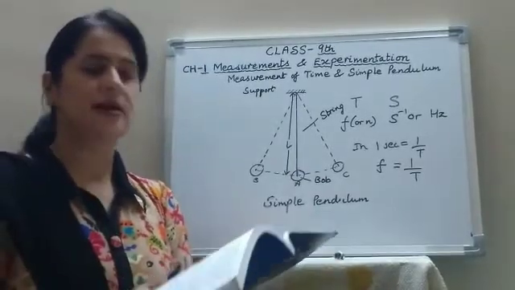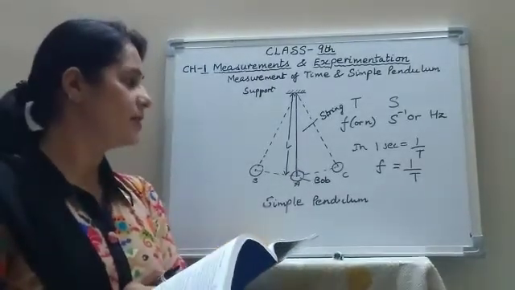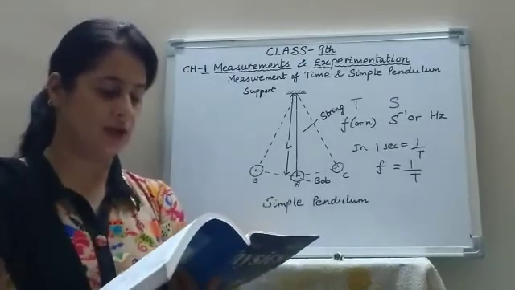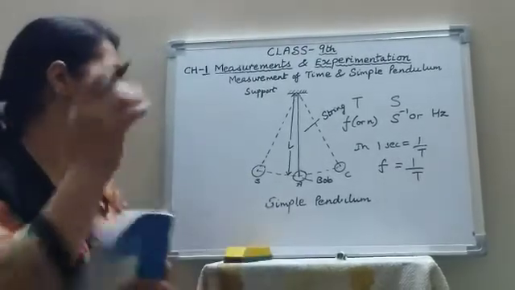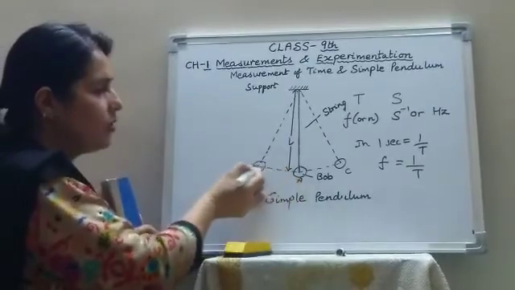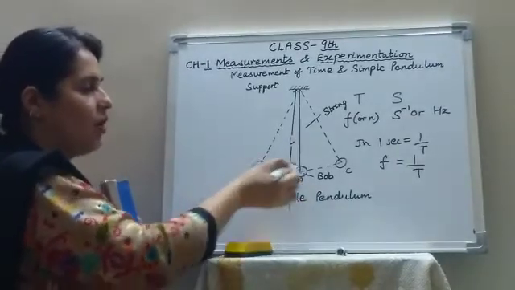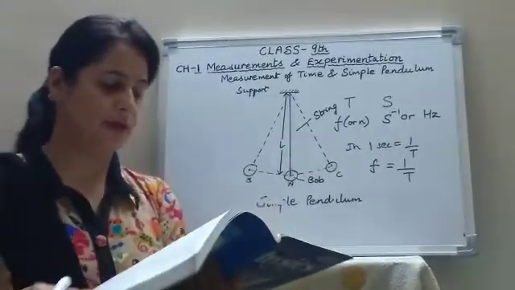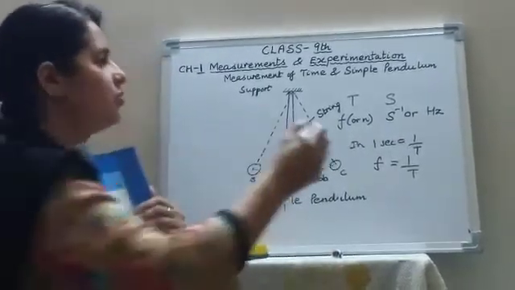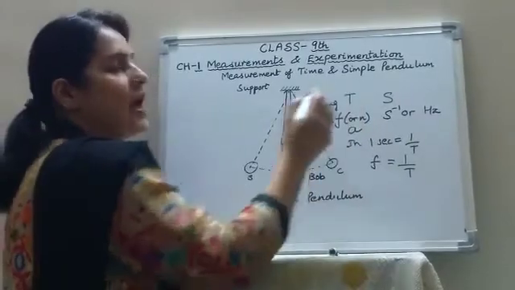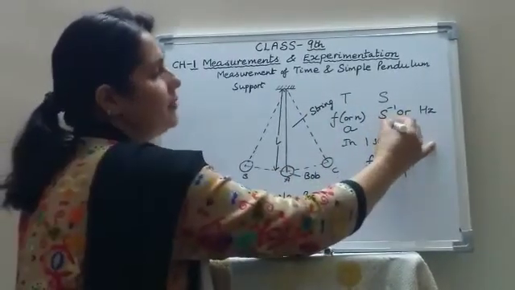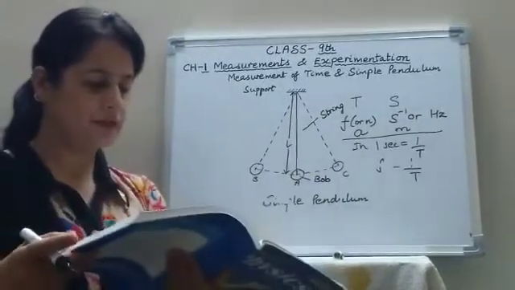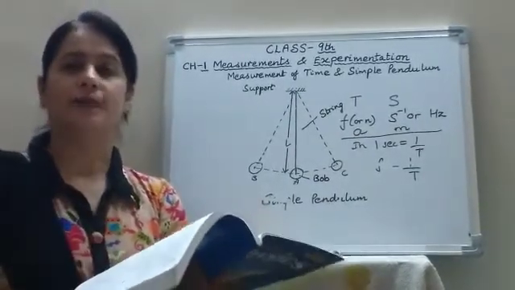Next term is the amplitude. The maximum displacement of the bob from its mean position on either side is called the amplitude. So here from A to B, maximum displacement, or from A to C, that is called the amplitude of the simple pendulum and it is denoted by the letter A and the unit of amplitude is meter because it is displacement.